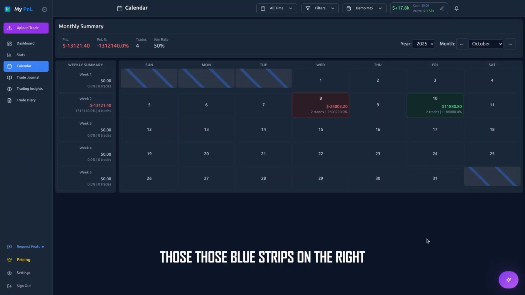Those blue strips on the right indicate upcoming days. On the left I have my weekly summary breakdown. Week 2 shows 13,121 losses overall, with a negative 131214% return from my 4 trades total.